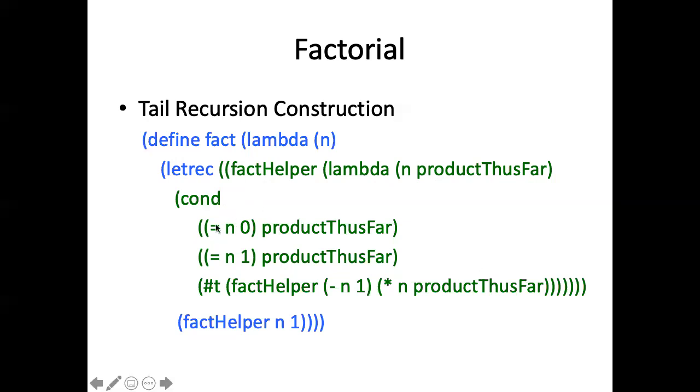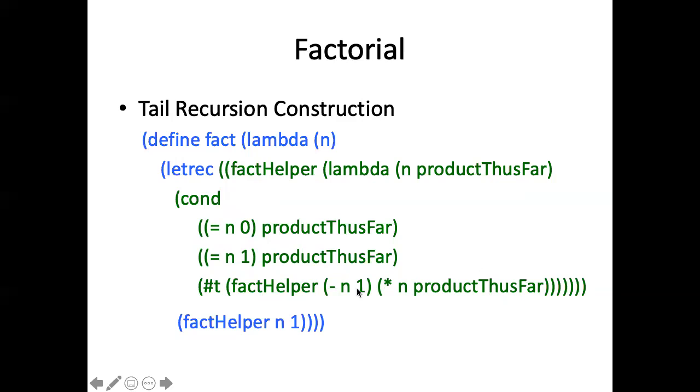And we still have our base cases. So when we get to the case where n is 0 or n is 1, we return the product that we have built up. If we're not yet at the base case, then we multiply the product thus far by n. So that's our continuation. And we decrement n by 1.